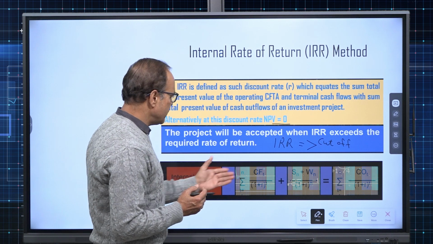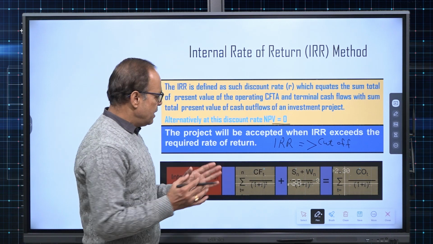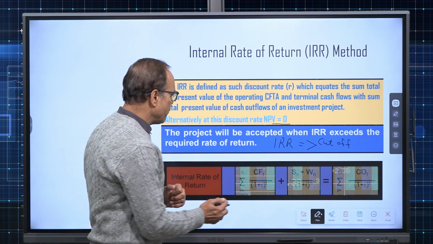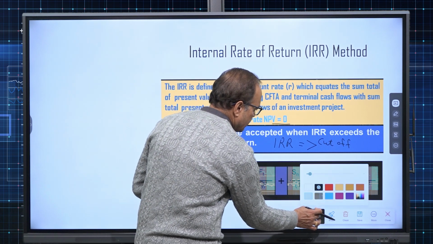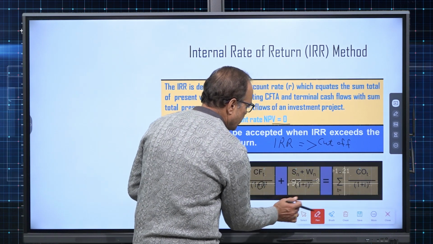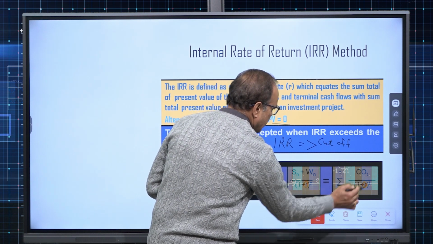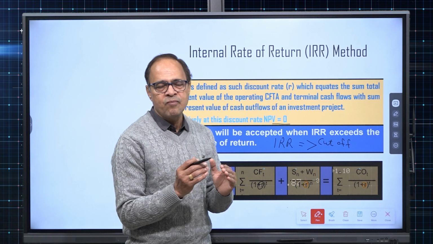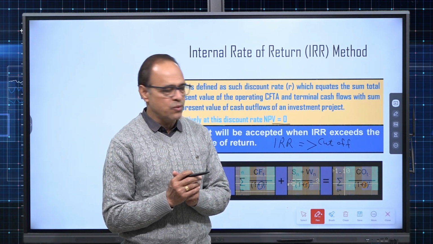So, internal rate of return symbolically can be calculated like this. That means the formula is the same as we applied in NPV. Only thing is that this R we have to find out. This R has to be worked out, and that is the definition of IRR also, a simple one line definition: such discount rate at which NPV of the project becomes 0.